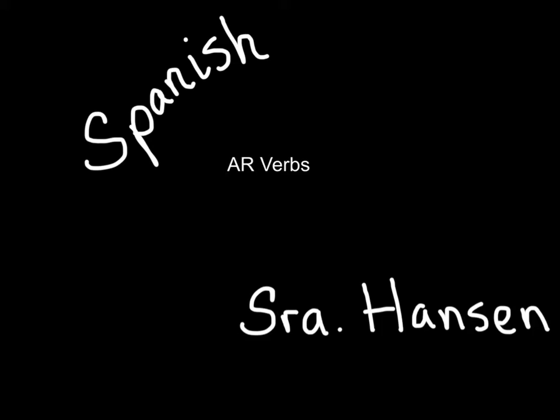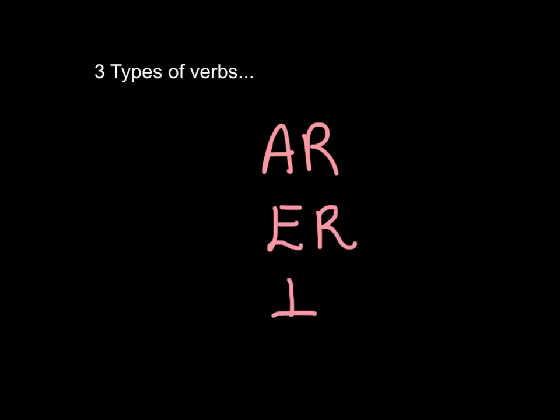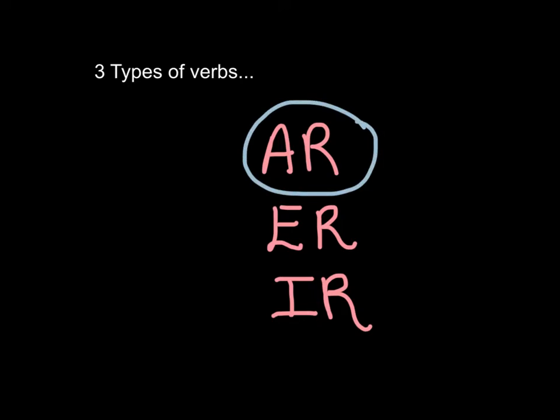Let's get started. As you know, there are three main types of verbs in Spanish. They are words that end in AR, ER, and IR. Today, we're going to focus on AR verbs. Once you know the pattern for conjugating AR verbs, you'll be able to learn ER verbs and IR verbs a lot easier because the pattern is similar.